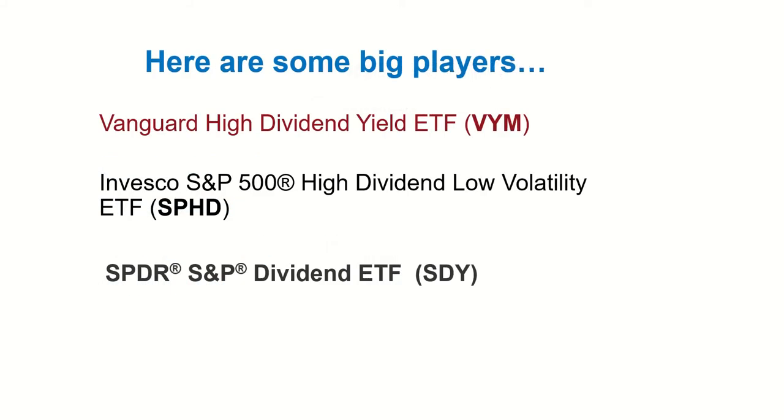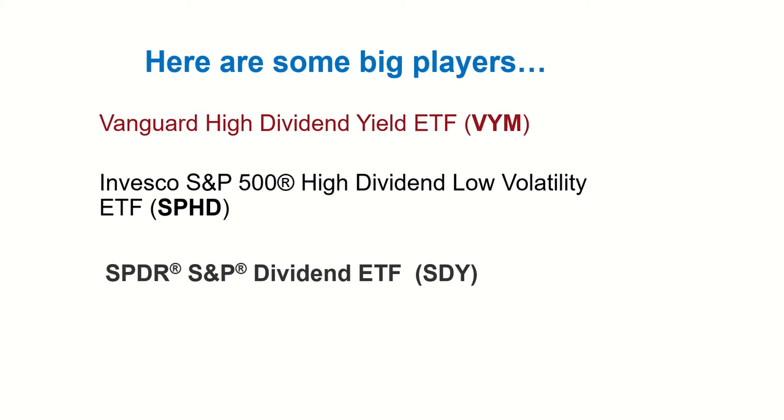So today I will show you and compare side by side three of my favorite dividend paying ETFs. The first one is Vanguard High Dividend Yield ETF, ticker symbol VYM. Then Invesco S&P 500 High Dividend Low Volatility ETF, SPHD. One good thing about SPHD is they pay you monthly. So if you depend on dividend money for your income, this is a good one because it pays you every month. And the other one is SPDR S&P 500 Dividend ETF.